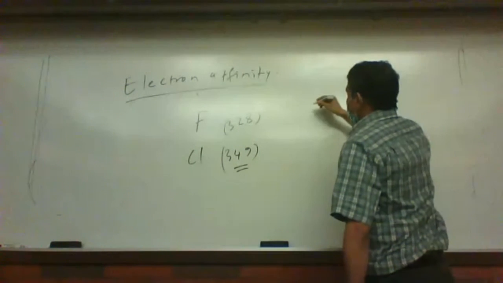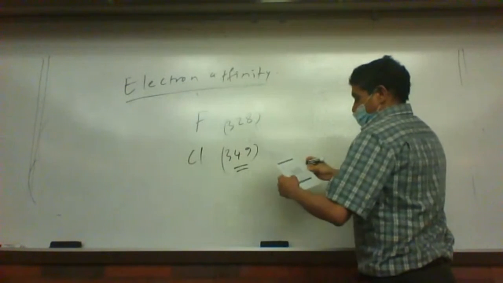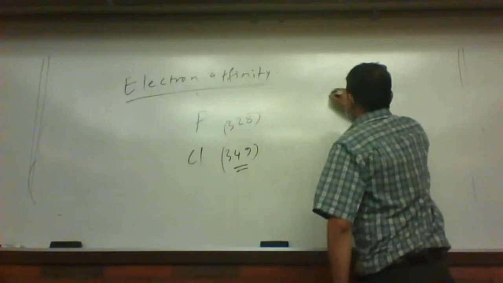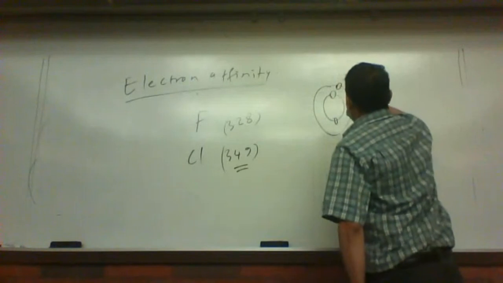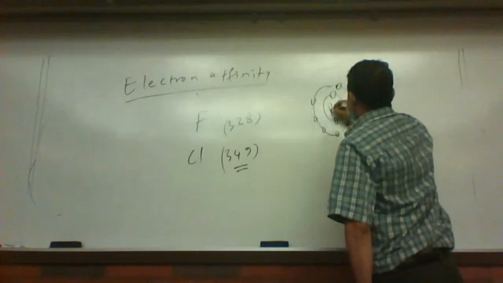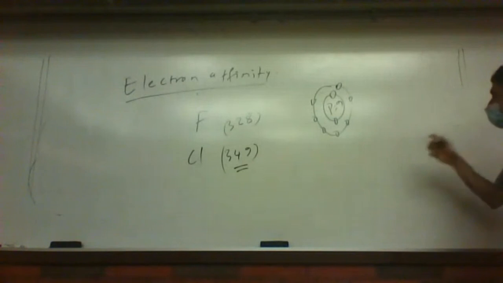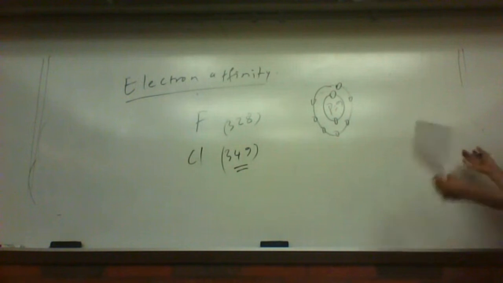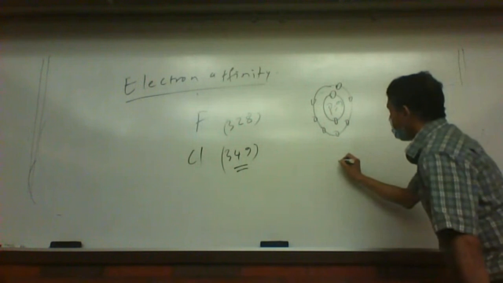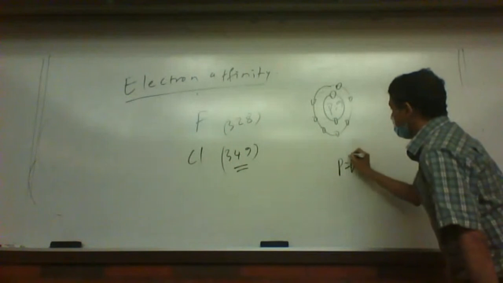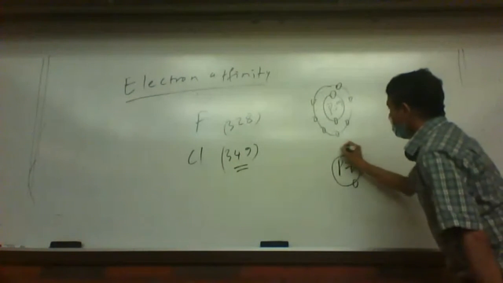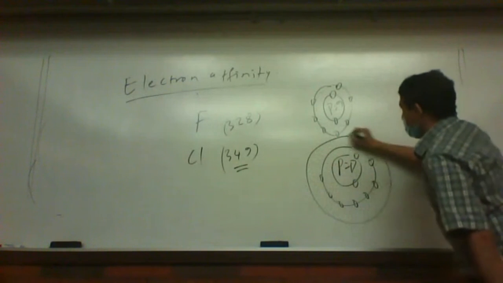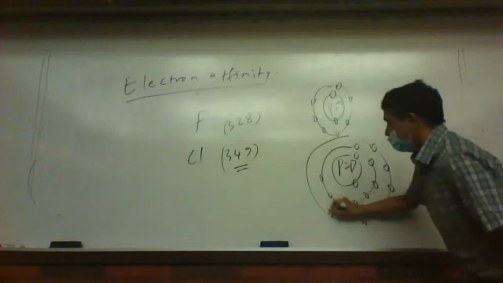If you draw the fluorine, fluorine is 1, 2, 3, 4, 5, 6, 7, 8, 9, right? So ninth box. So if you look here, 2 here, and then 7 here, so total 9, like this. If you look at chlorine, chlorine is 9, 10, 11, 12, 13, 14, 15, 16, 17 box. So this is proton 17. So 2 in the first, then 8 in the second, and then in the outermost 1, 2, 3, 4, 5, 6, 7.